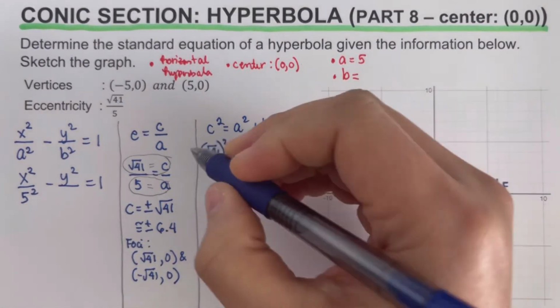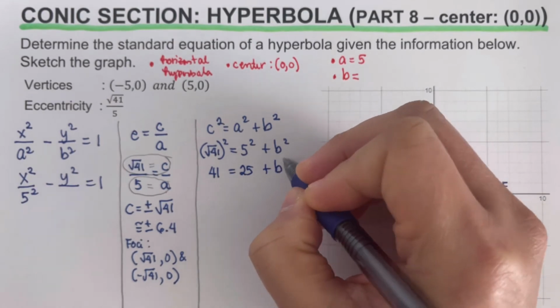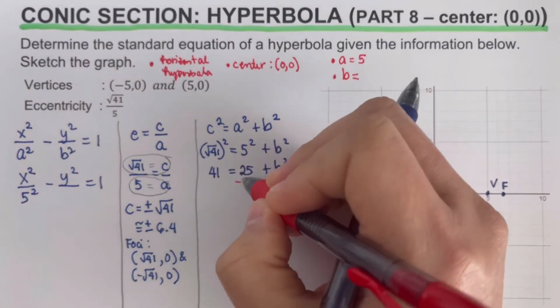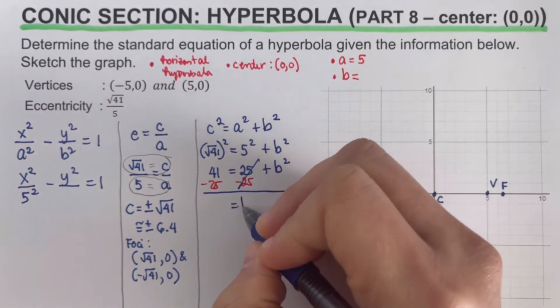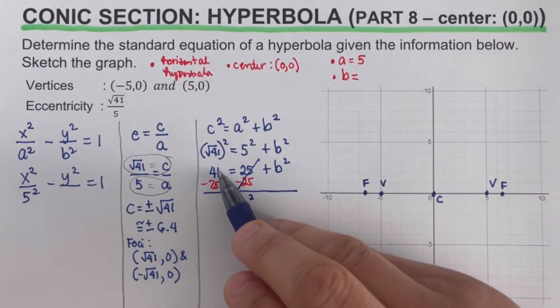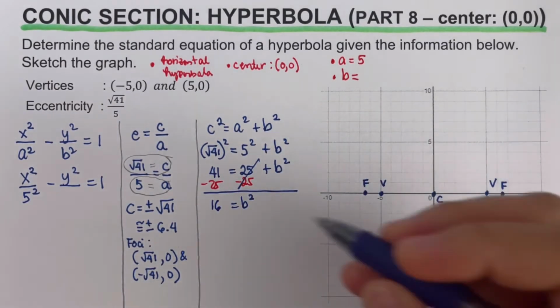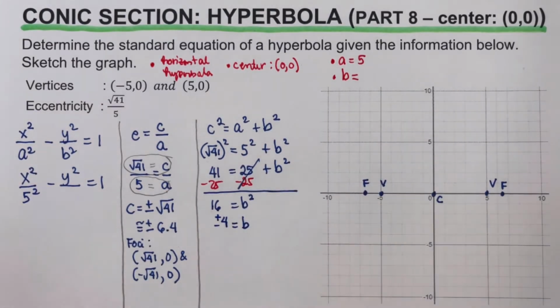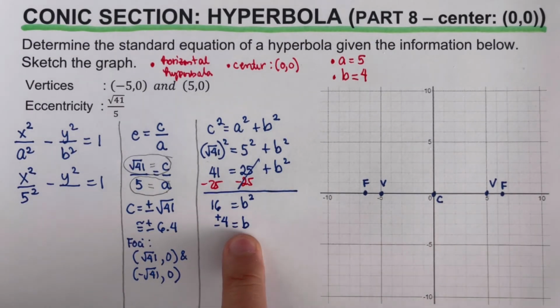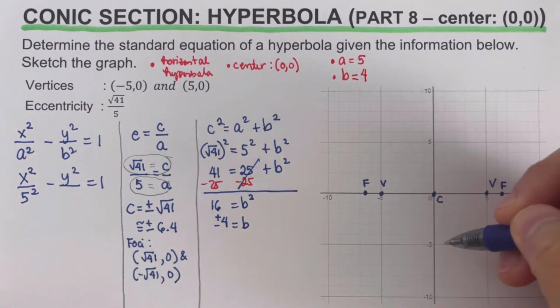So square root of 41 squared is 41, equals 5 squared, which is 25, plus b squared. So I subtract 25 from both sides, and then we can cross the 25 out. We're left with b squared equal to 41 minus 25, which is 16. So I'm going to write 16 right there. Then our b is plus minus 4. That means our b here would be 4. And remember that b is the distance from the center to the co-vertex. That means I will go up 4 and down 4 to locate the two co-vertices.